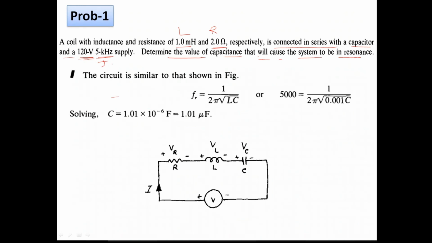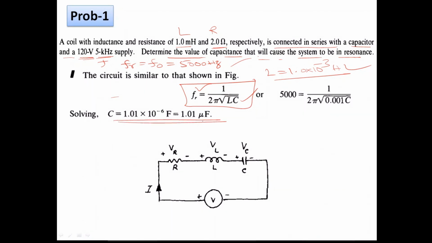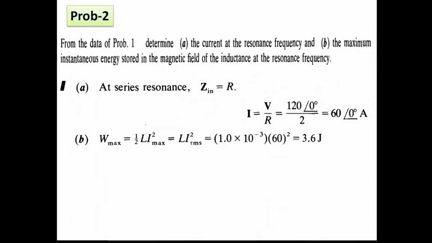That is, the resonant frequency is already given. So Fr or F naught is already given as 5 kilohertz, that is 5000 hertz. So we have an expression, we already derived, for the resonant frequency, which is given by 1 by 2 pi root over LC. Now in this case, Fr is known to us, L is already given as 1 millihenry, 1 into 10 to the power of minus 3 henries. Therefore, you can find out this C, right? After substituting these quantities, Fr and L, the capacitance we will get is 1.01 microfarads.